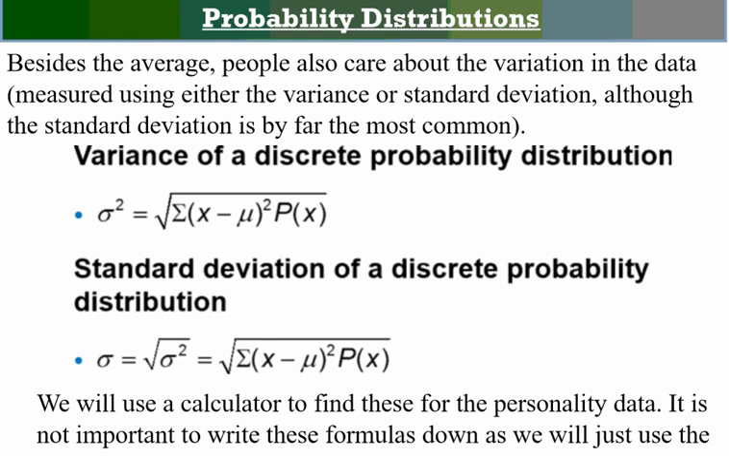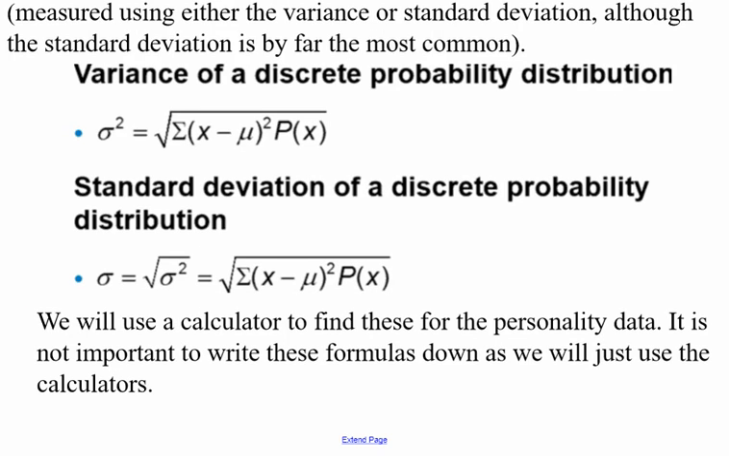That's the average. Besides the average, people also care about the variation in the data, measured using either the variance or the standard deviation, although the standard deviation is by far the most common. There are formulas to calculate them, very similar to what we did. We're going to find how far away you are from the mean, multiplied by your probability. Square it, because it could be positive or negative, and then we need to take the square root to undo the square. You can calculate it by hand if you'd like, but we're just going to rely on technology to do this for us. So it's not really important to write down these formulas. We're going to use the calculator.